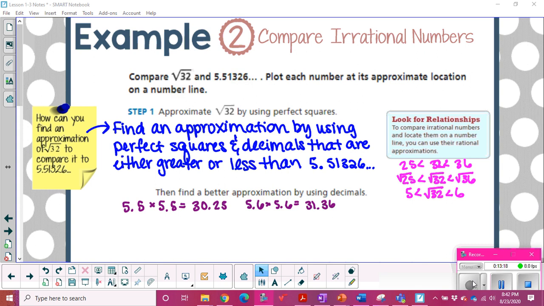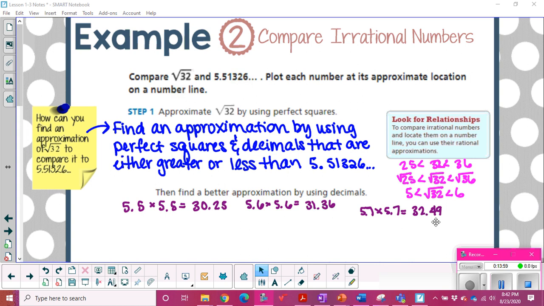Getting there. Let's do one more. Let's do 5.7. 5.7 times 5.7 is going to give us 32.49. So we're in between basically. We're at the square root of 32. So the square root of 32 is going to fall somewhere between 5.6 and 5.7 because 32 is in between 31.36 and 32.49.